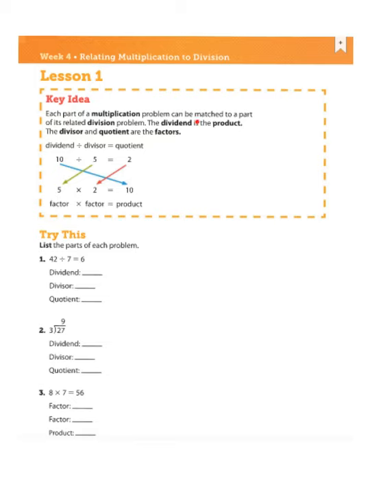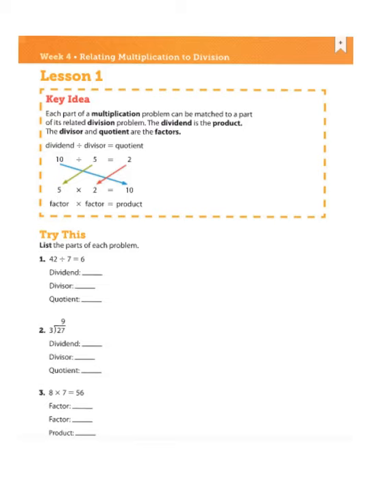The dividend is the product. The divisor and the quotient are the factors. Okay, so here's our division problem. We have a dividend, a divisor, and a quotient. Here is our multiplication problem. We have two factors in a multiplication problem and a product.